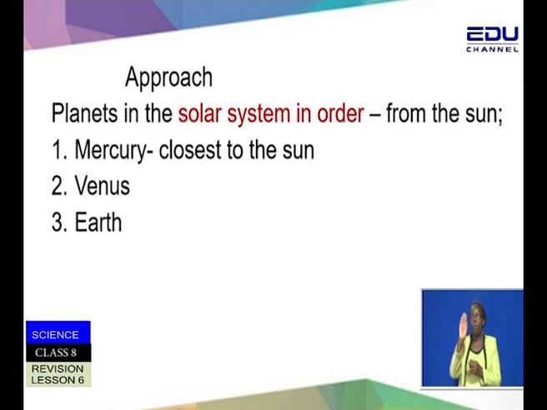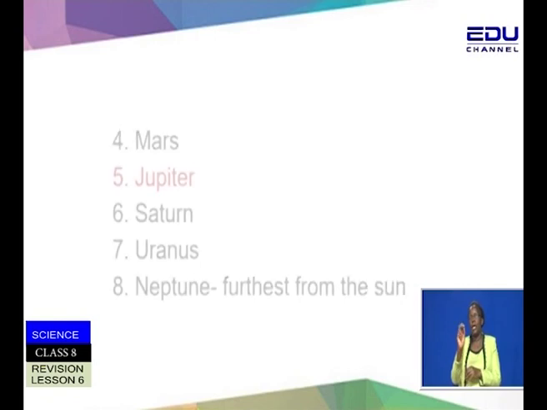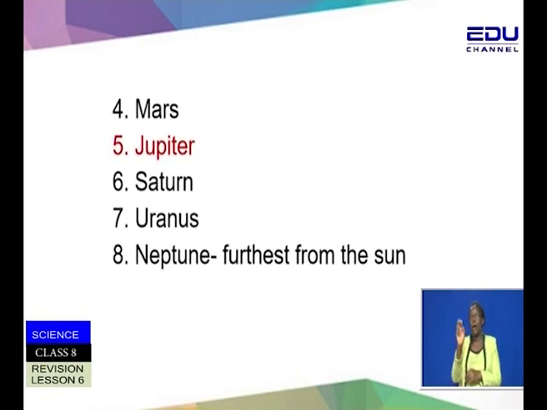The next one, number 2, is Venus. Then number 3, we have the Earth. Then number 4, we have Mars. And then number 5, take note, we have Jupiter. Then number 6, we have Saturn. So between 4 and 6, there is number 5, Jupiter. And that was our keyword, Jupiter. It's between number 4 and number 6, Mars and Saturn.